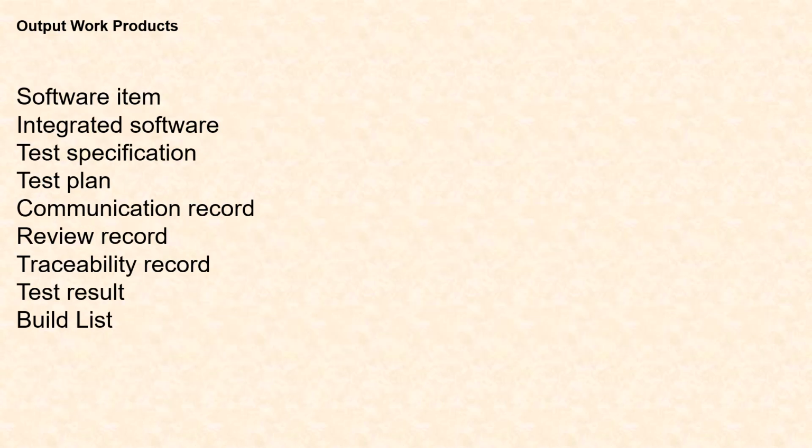Now, what are the various work product outputs? First is software item, next is integrated software, next is test specification, the test plan, and of course these three are common: communication record, review record, and traceability record. Next comes the test result, and next comes the build list. Build list is nothing but the equivalent of a bill of materials for any mechanical system. For example, in an engine you have a bill of materials. Likewise, build list is the list of the software components that are included or necessary to prepare a given software.